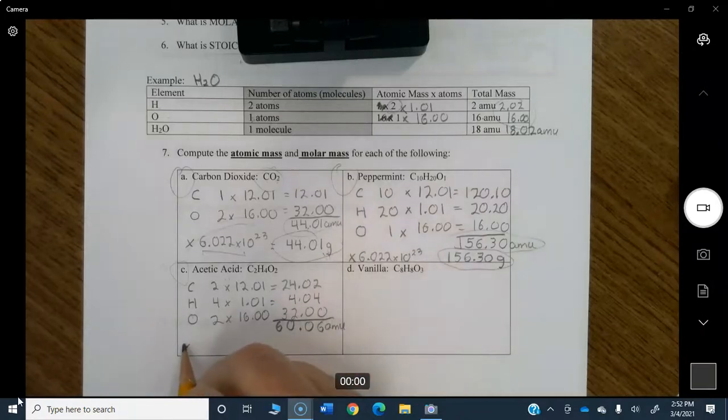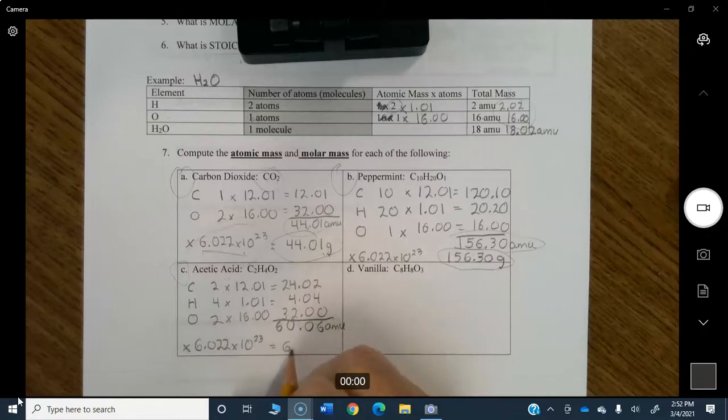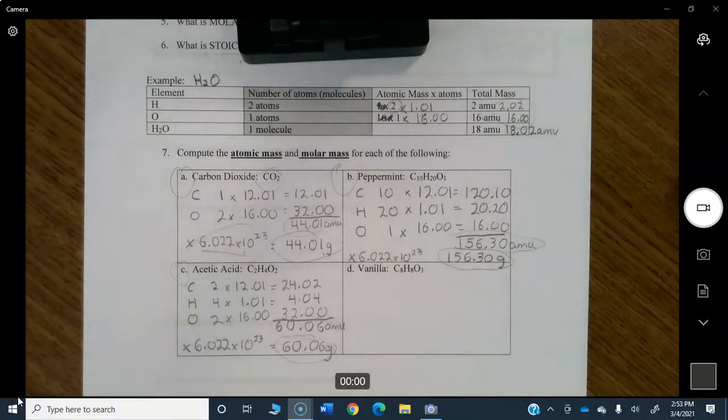And if you multiply that by a mole, that's going to equal 60.06 grams. That is how much a mole of these would weigh. So atomic mass, molar mass. Okay, I'll leave vanilla for you to do. You can figure out how much a vanilla molecule weighs, or a mole of vanilla molecules weighs. I'll leave that one for you to do, done exactly the same way. All right.